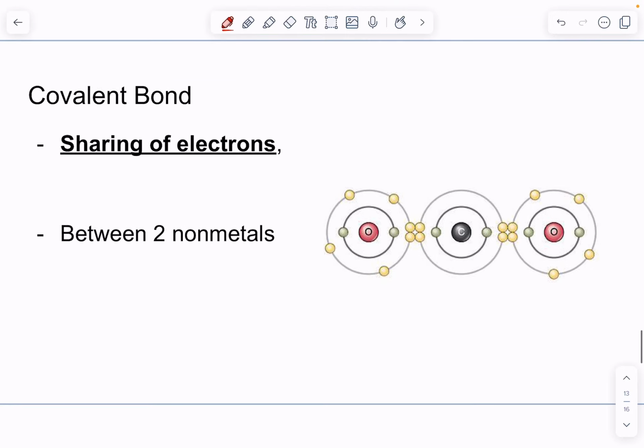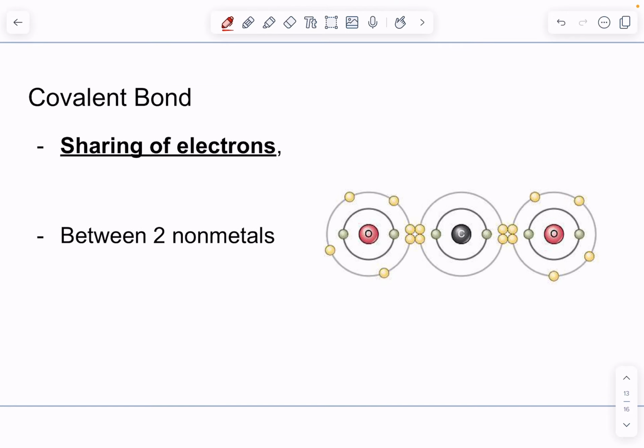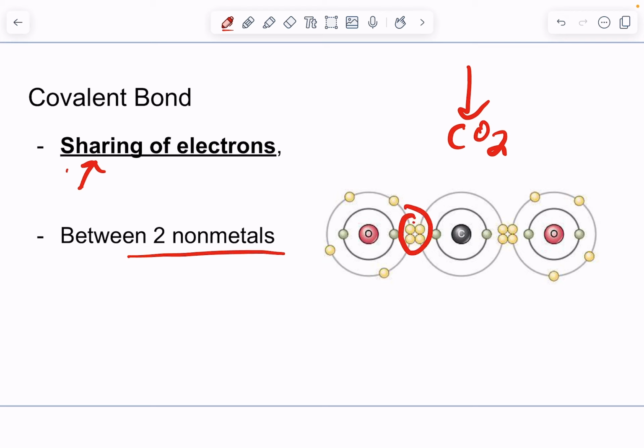All right, covalent bonds are different. Covalent bonds don't transfer electrons, they share electrons. Electrons are being shared between the atoms. These will only happen between nonmetals. Here's a good example. This is carbon dioxide, actually. Carbon dioxide is made up of carbon and two oxygens. They're all nonmetals. This section right here tries to show this bond and show that atoms are sharing electrons.